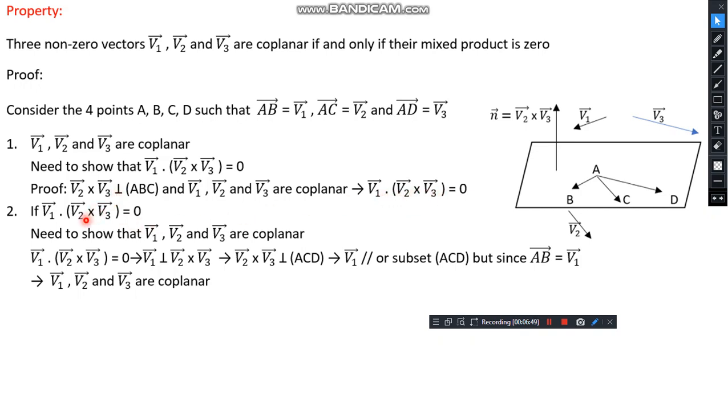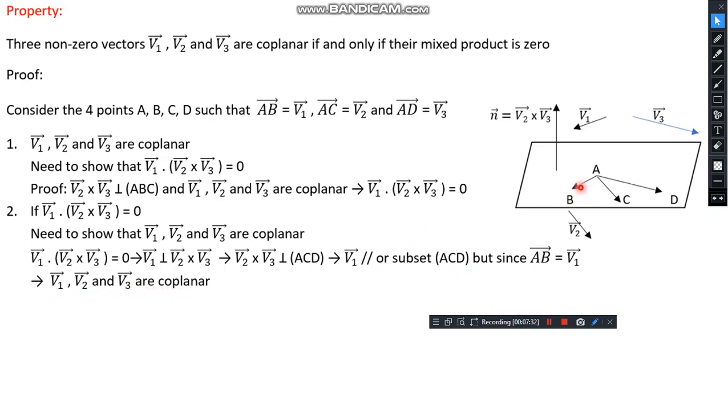Now vice versa, if V1 dot V2 cross V3 is zero, we need to show that the three vectors belong to the same plane. If V1 dot V2 cross V3 is zero, it means V1 is perpendicular to V2 cross V3. V2 cross V3, you know, AC and AD, this is N, and it is perpendicular to V1, which is AB, but A is in the plane and N is perpendicular to this plane. And since A is in that plane, 100% the vector AB will be in that plane. In that case, we have that V1, V2, V3 are coplanar.